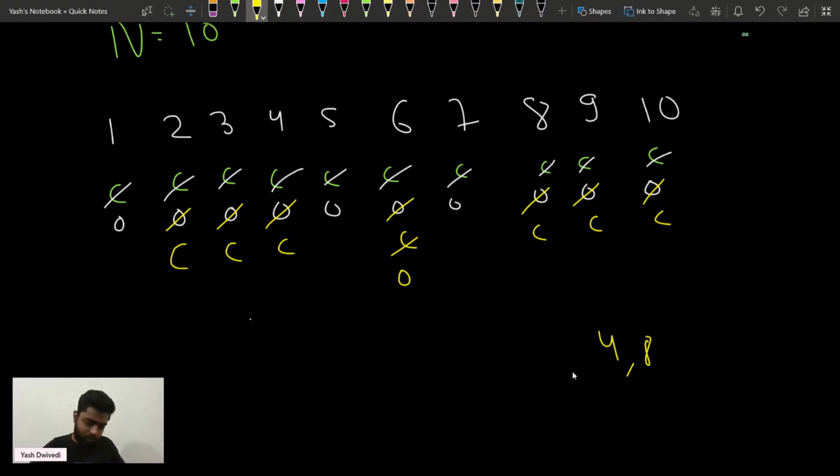Because for 4 there is 4 and 8, what will happen? For 4 I'll get the door as open, and for 8 I'll get the door as open again. Okay, this is what is going to happen.